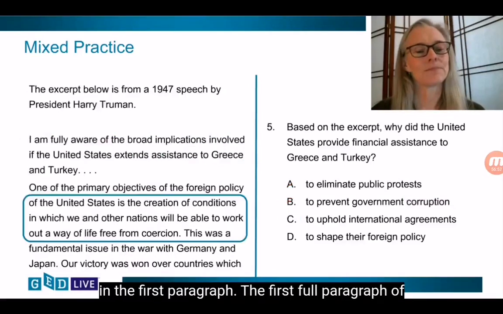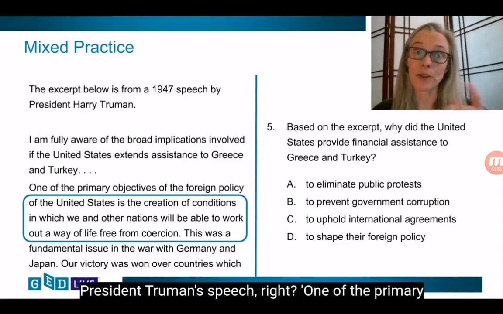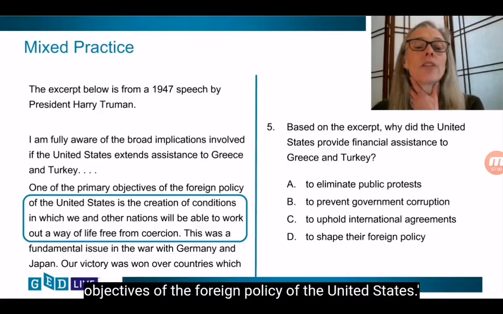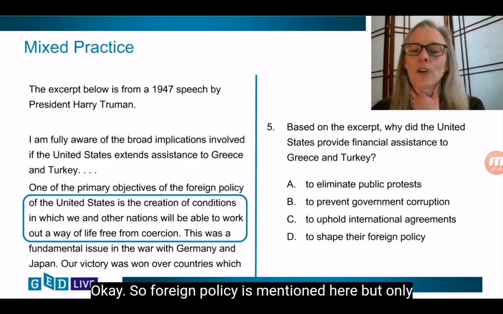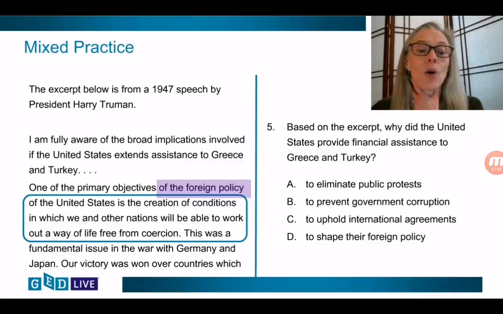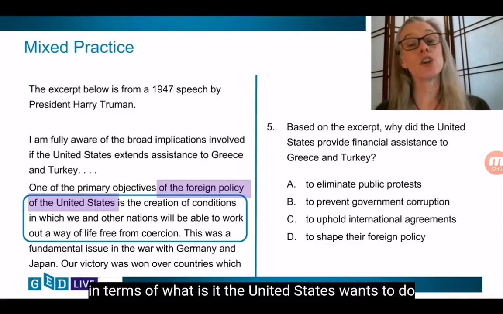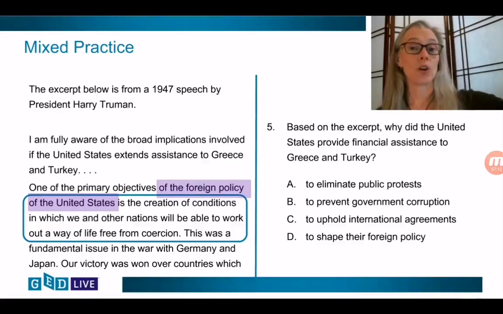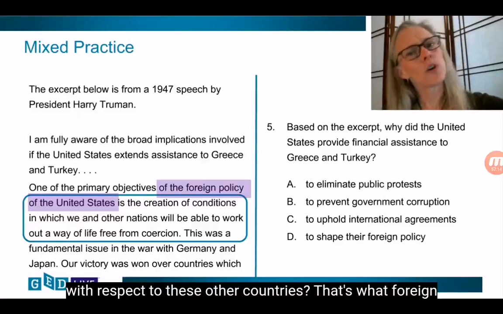in the first paragraph, the first full paragraph of President Truman's speech, right? One of the primary objectives of the foreign policy of the United States. Okay, so foreign policy is mentioned here, but only in terms of, well, what is it that the United States wants to do with respect to these other countries? That's what foreign policy is, right?